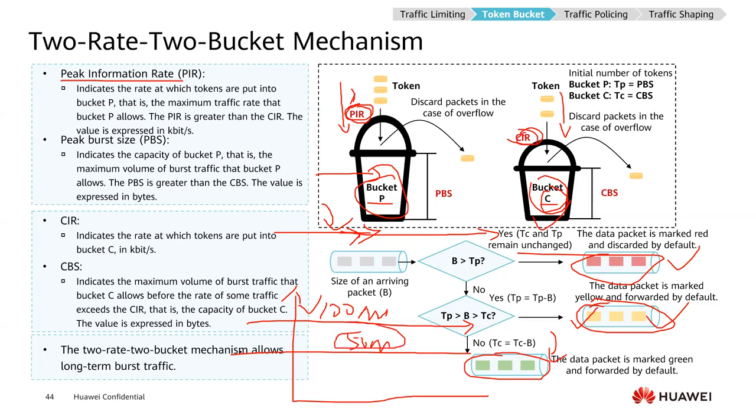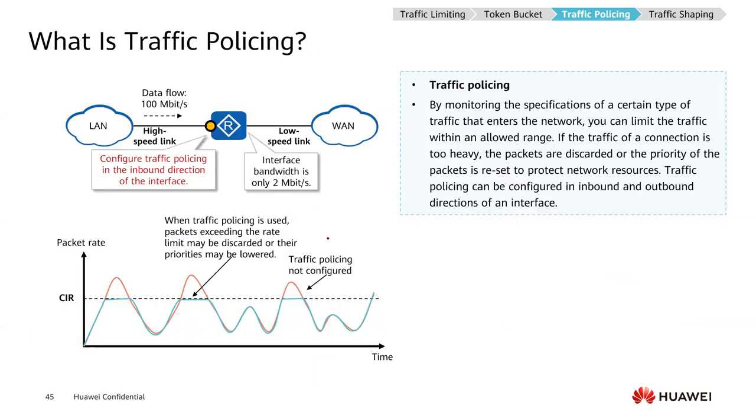If the network has no congestion, you can always forward based on the 100 megabits, based on the PIR, because I always allow the yellow to pass. And if the network is congested, only the green is allowed to pass, so the speed will drop to 15 megabits. So this is why we need to use a two rate two bucket, and what is the working principle of that? This is about the token bucket.